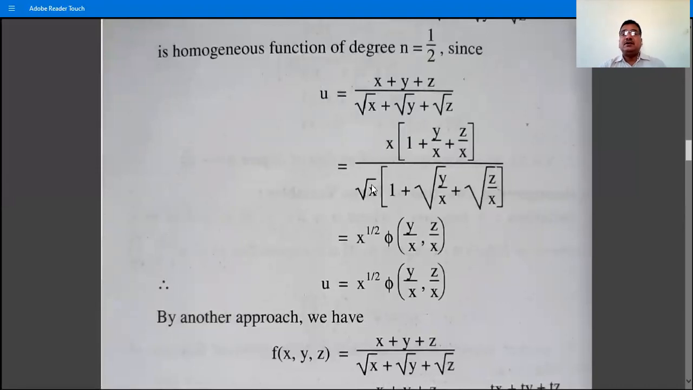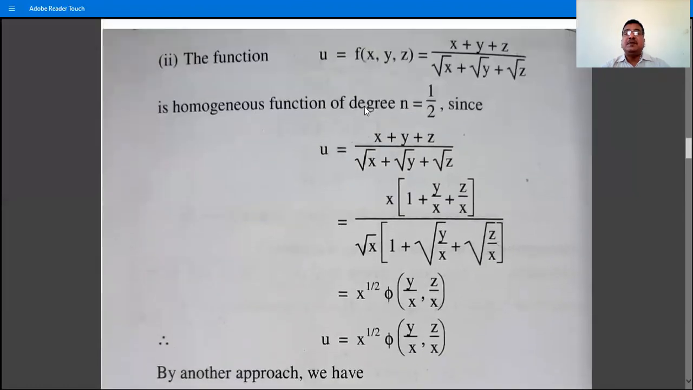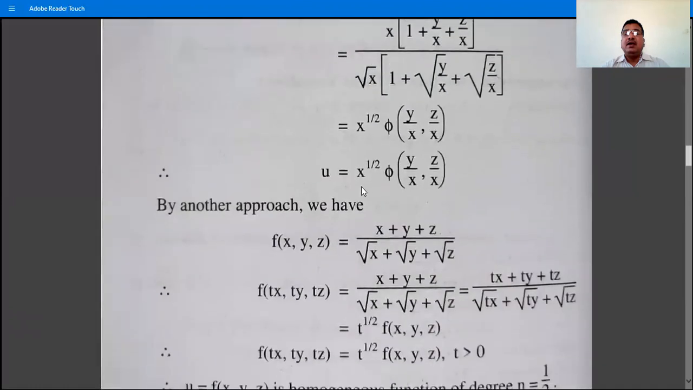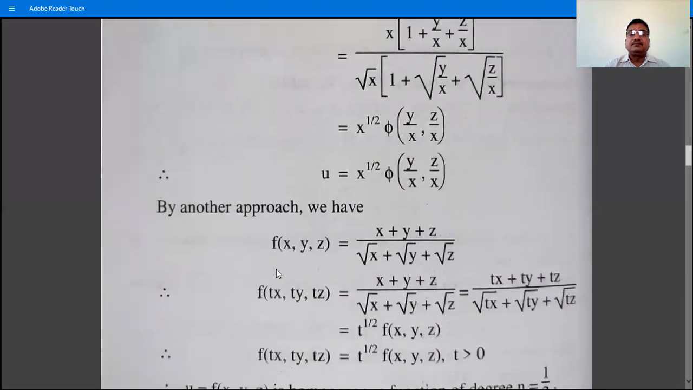By using the rule, x raised to m divided by x raised to n is x raised to m minus n. x raised to 1 divided by x raised to half is x raised to 1 minus 1 half, that is x raised to 1 half. And the remaining is what? It is a function of y by x and z by x. And so we can express u or f(x, y, z) as x raised to half phi of y by x, z by x, and therefore this u or f(x, y, z) is a homogeneous function of degree half.